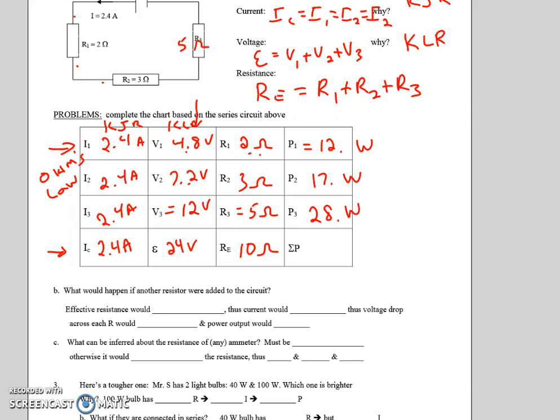So we can see that the one with the most resistance has the most power. This goes against what we talked about with simple circuits, where we said if you want more power, you want less resistance. So we'll explain why that is a little bit.